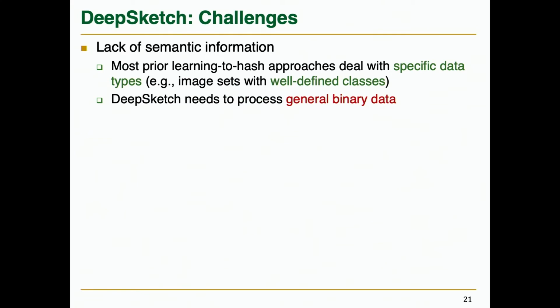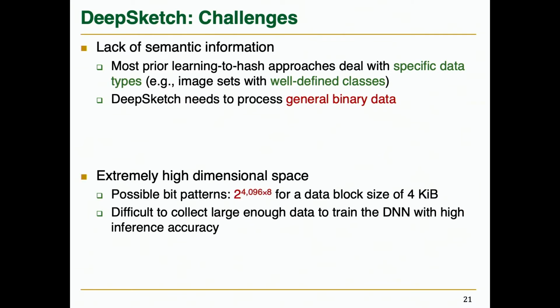While the key idea is simple, it was not that straightforward to apply the learning-to-hash method for reference search in delta compression due to the lack of semantic information in our target dataset. To be specific, most prior learn-to-hash approaches deal with specific data types, but in this sketch, it needs to process general binary data. Therefore, our target data has extremely high dimensional space, so it could be challenging to collect a training data set diverse enough to train a DNN with high inference accuracy.